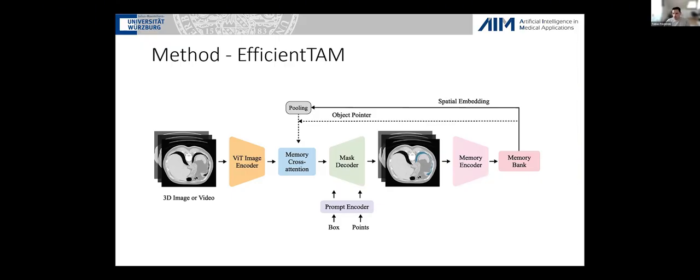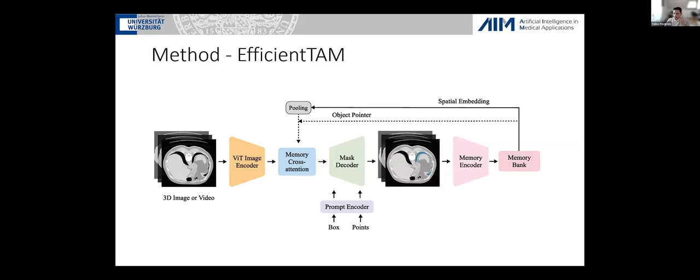A lightweight image encoder first extracts the features from the current slice, and to capture those 3D spatial relationships, these image embeddings are then cross-attended to memory representations from previous slices. After that, the mask decoder incorporates the user input prompts and predicts the segmentation masks for the current slice. Finally, a memory encoder transforms the prediction and image embeddings and stores them in a memory bank for subsequent slices.